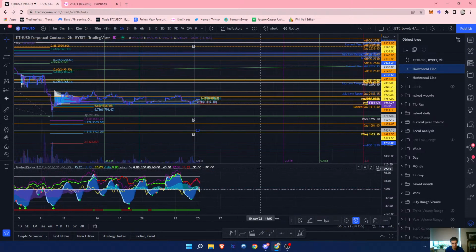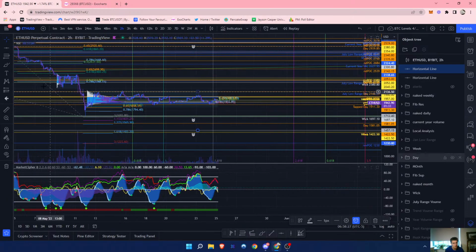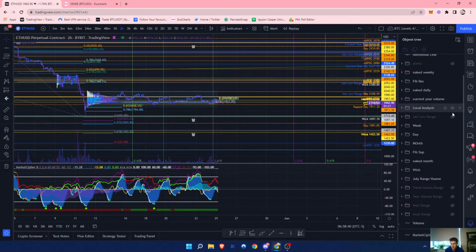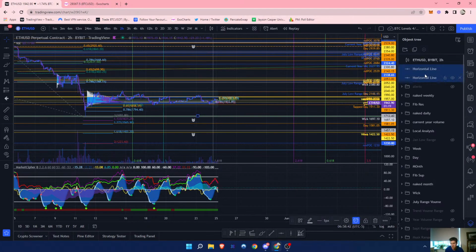This would be another long on 2-hour, where we could get like a deep wave down, and then money flow just kind of comes down a little bit and does that. And then one more long that we could look at.